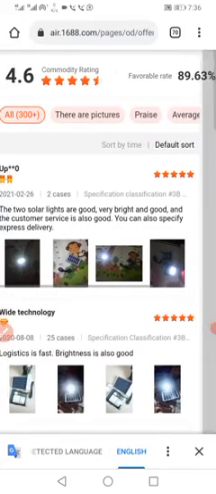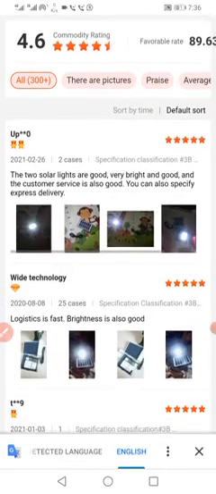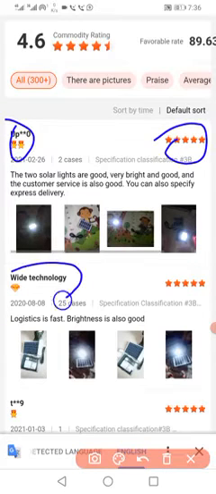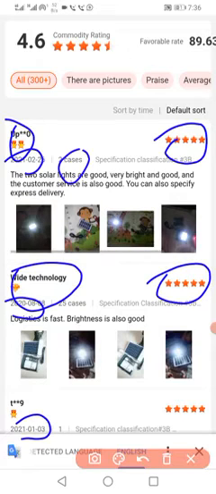So different. Okay, so you just have to look at the username. And this is the star rating the person gave. This is another username and the star rating the person gave. This was the date. Before this platform was modified, we used to have the number of purchases right here, but I think they have made changes to that.